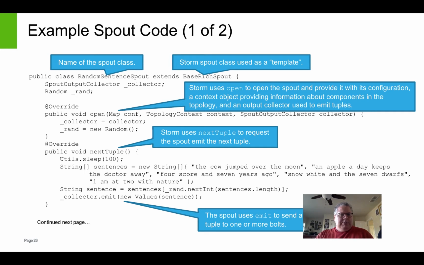So as you probably would expect, there's some kind of spout interface out there. Of that spout interface, there are some existing abstract classes. So this is an example of extending one of those, a base rich spout. And just to give you a little indication of what we're going to do with this, we're going to build a custom spout that just produces random sentences. So we'll get to that in a second.